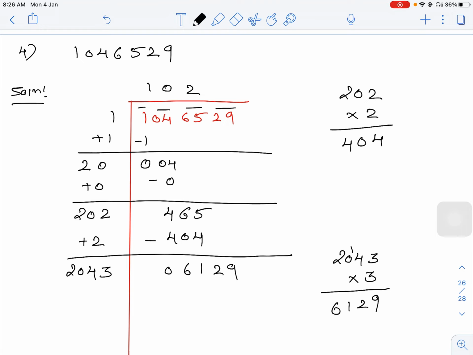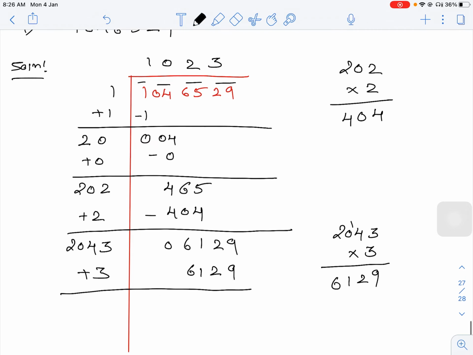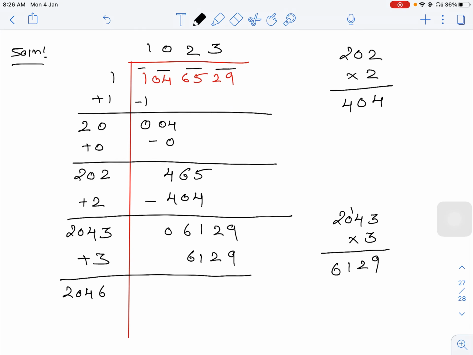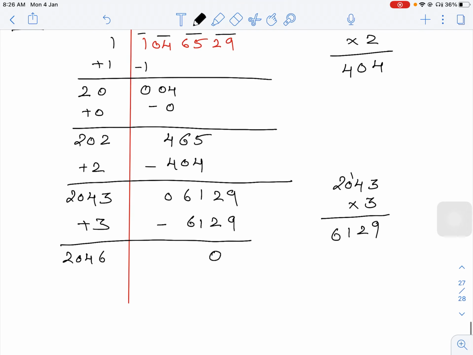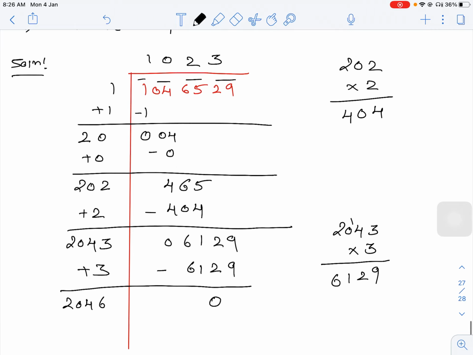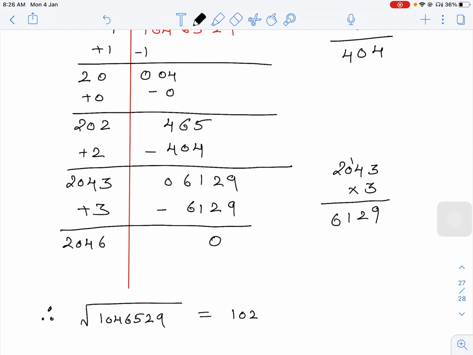Okay, so if you write here 3, 2043, 3s are 6129. Okay, now the same number we will add over here, so what we get, 2046, and here subtraction, so our remainder is 0. Okay, so finally what we get, therefore square root of 1046529 is equal to how much? So it is 1023.